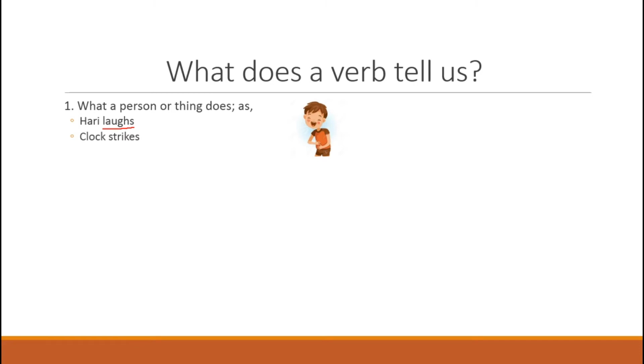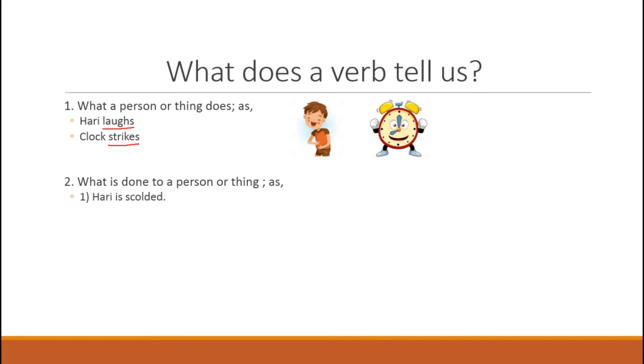Second one, clock strikes. Strikes is an action verb, and here the clock is a thing. So here the verb tells us about what a person or thing does, means what they are doing. Second one, what is done to a person or thing, means what happened to them.